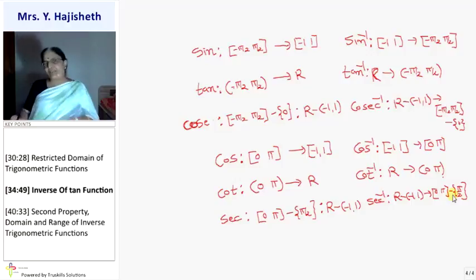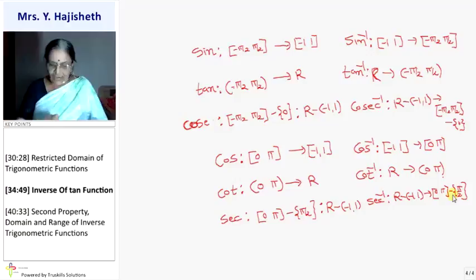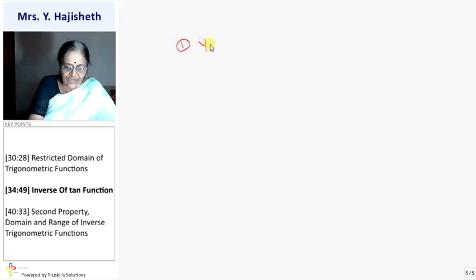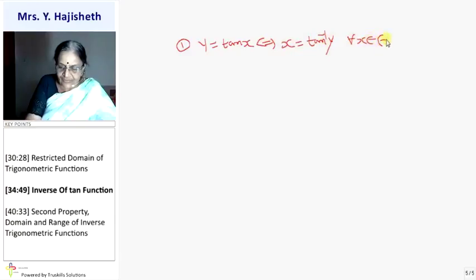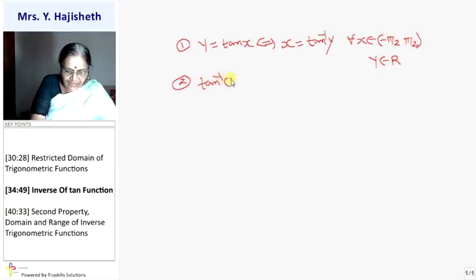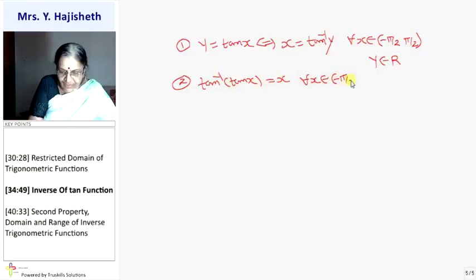Now, as I discussed three properties for sine and cos, you can discuss three properties by giving different examples for tan, cosec, cot and sec. Clear? See, for tan, first property is y is tan x if and only if x is tan inverse y, for all x belongs to open interval minus pi by 2 to pi by 2 and for all y belongs to R. This is my first property. Second property is tan inverse tan x is x for all x belongs to open interval minus pi by 2 to pi by 2.